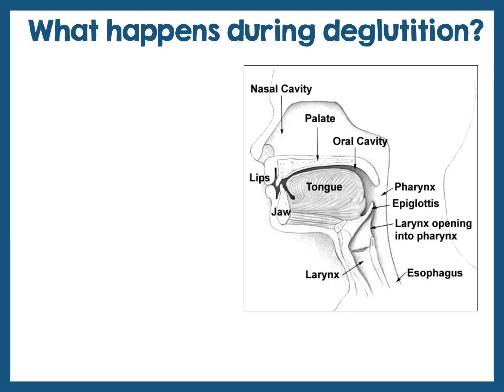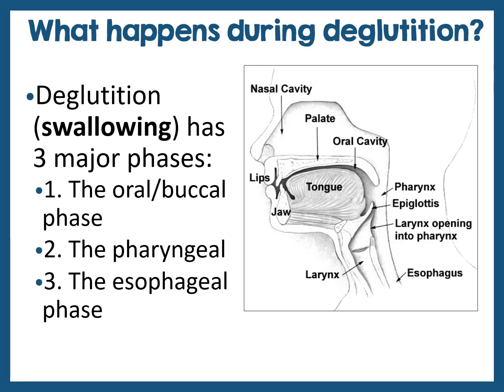Deglutition is the fancy way that we say swallowing, and that occurs in three major phases. There is the oral, also sometimes referred to as the buccal phase. There's the pharyngeal phase, and then the esophageal phase. So the phases are named for where the bolus or food substance is located.